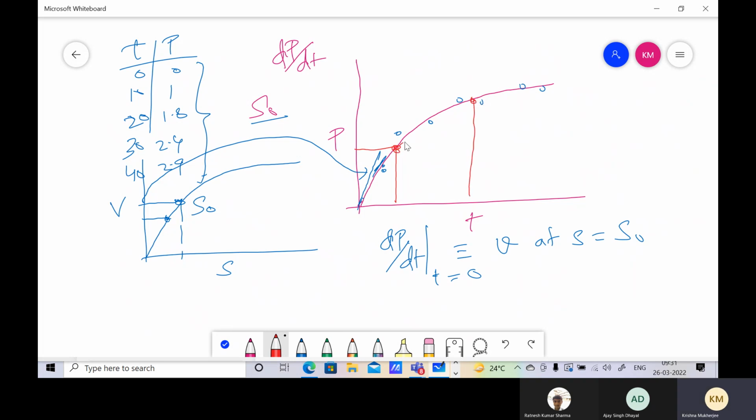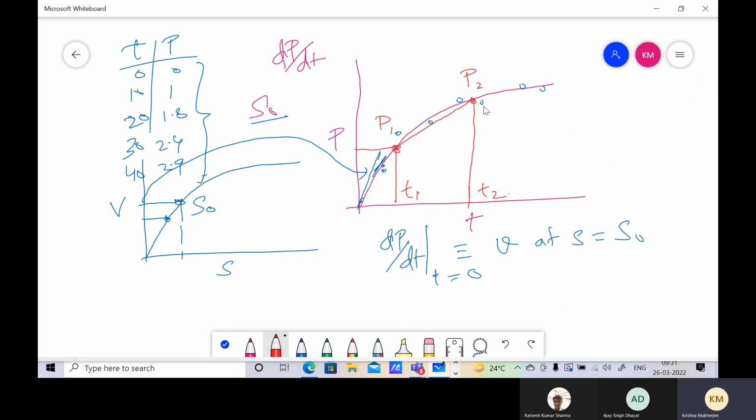And I draw a secant line here. A secant is easy to draw between 2 points, with very little error, right? So this is T1 and this is T2. Are you getting this argument? Yes, sir. So I have P1 at T1 and P2 at T2.